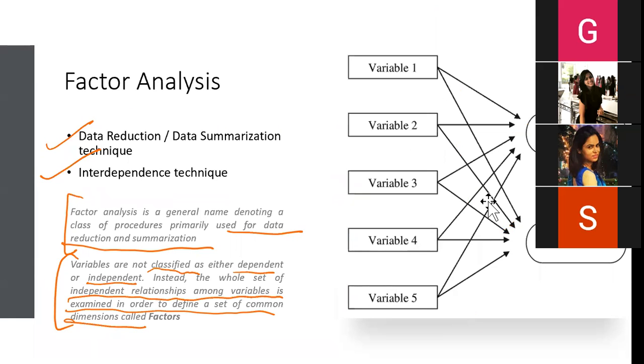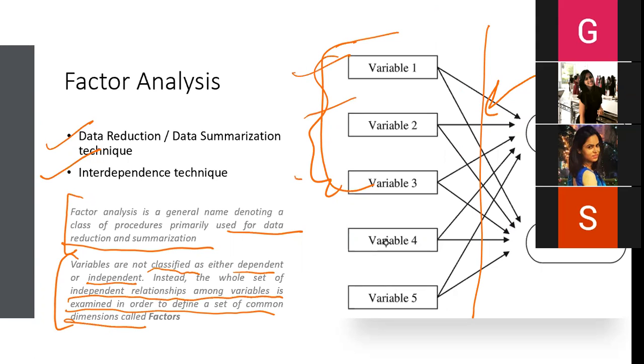Through this factor, the variance of these variables can be explained. We are not deleting the data. Data reduction or data summarization does not mean that we are deleting data. What we are trying to do is find underlying factors which can explain the maximum variance of these variables, so that we don't have to use 5 variables and can do our job using just 2 factors.